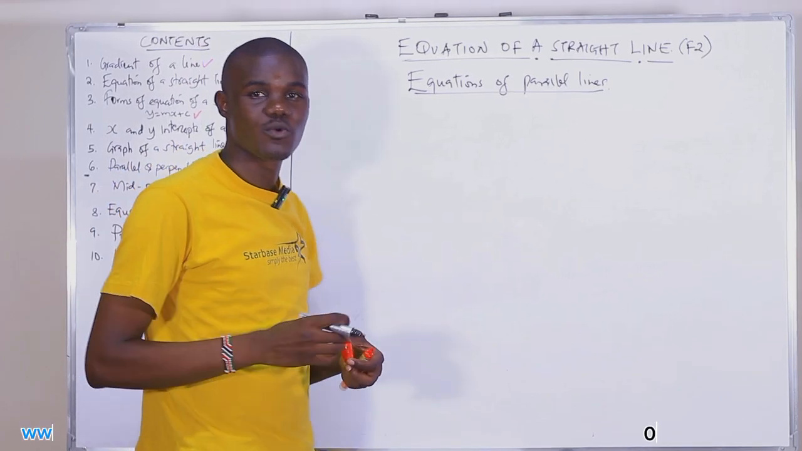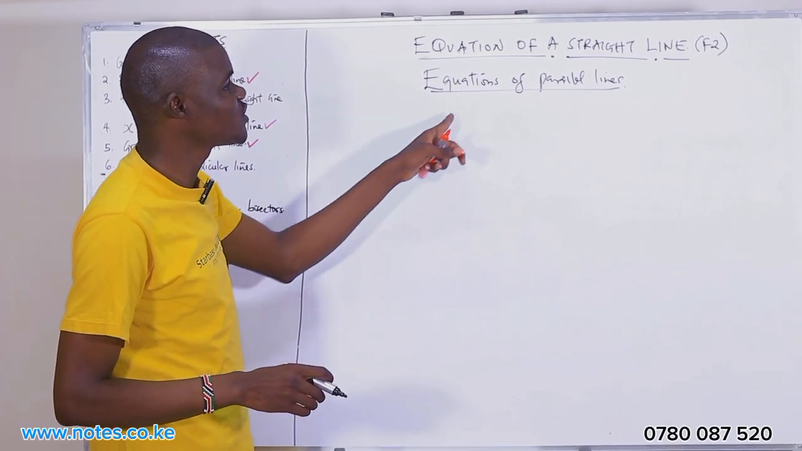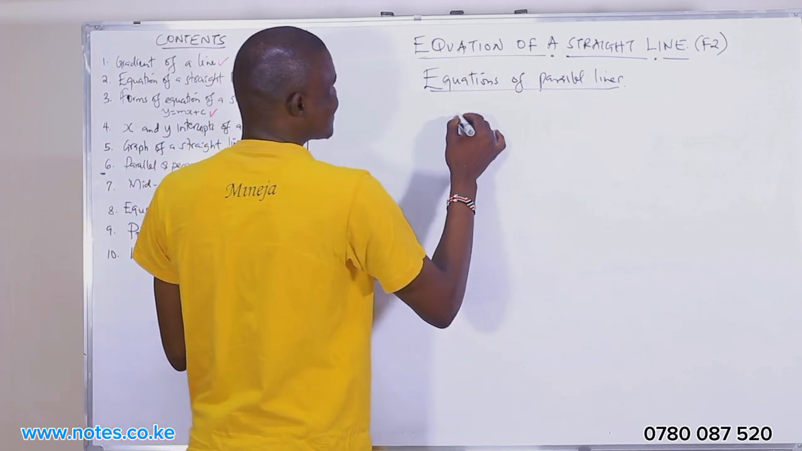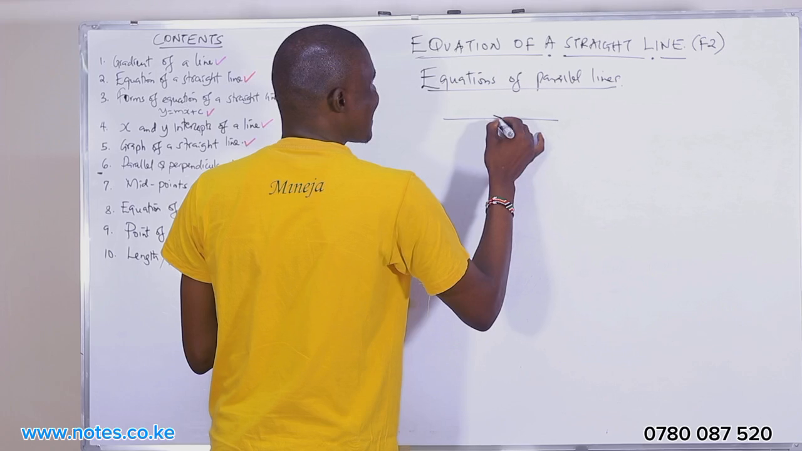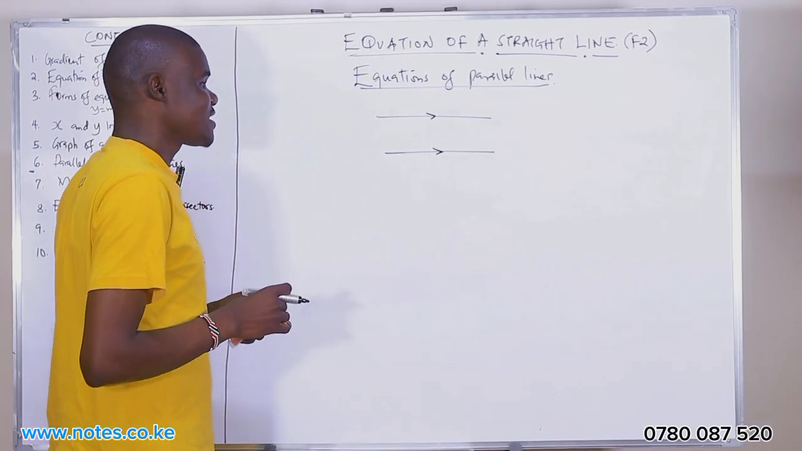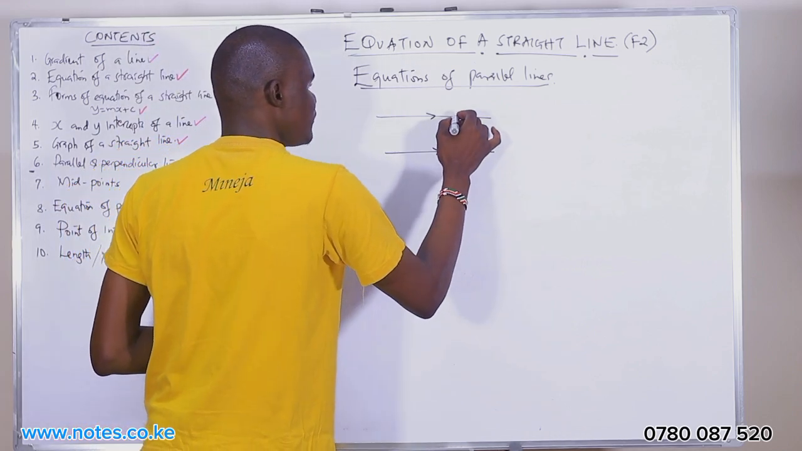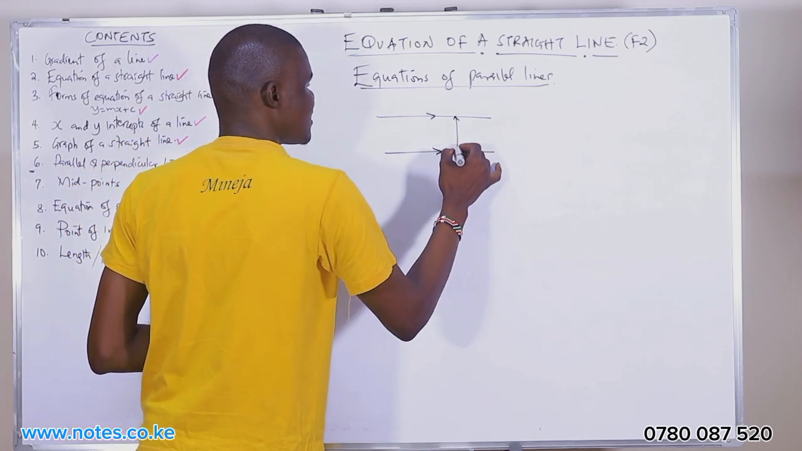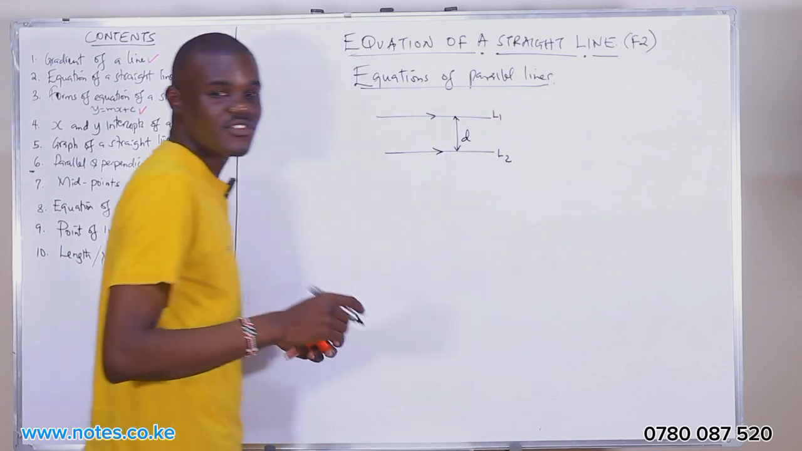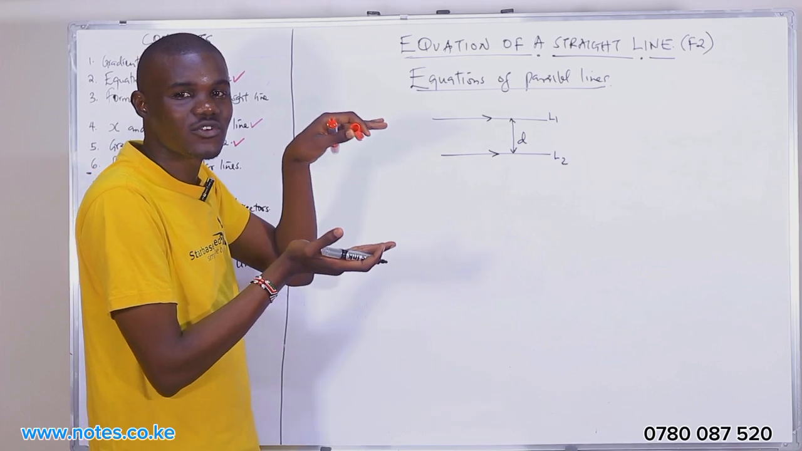Having known how to form equations of a straight line through the various methods, we move to equations of parallel lines. And what are parallel lines? Parallel lines are lines that are equidistant from one another. It means, therefore, that these lines can never meet. So if we have a constant distance between these two lines, L1 and L2, it means they will never meet because the distance between them is always constant.